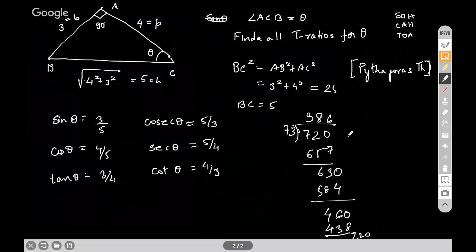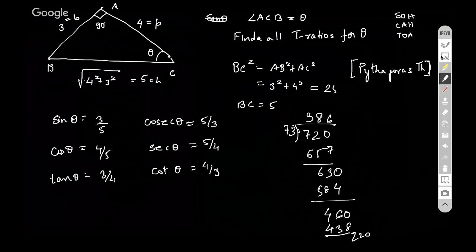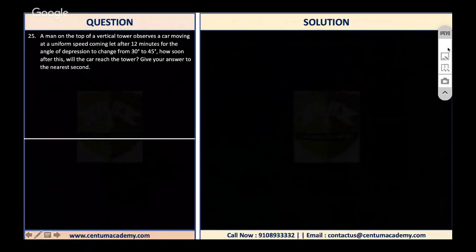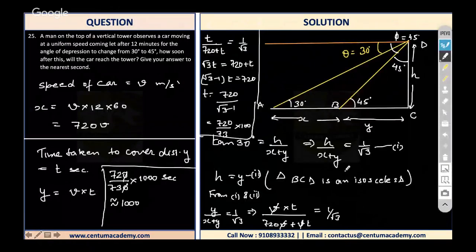So around 0.986 into 1000. So approximately your answer should be 986 seconds. So it is nothing but equal to 986 seconds. So the answer is T is somewhere around 986 seconds. So this much time will be taken. You divide by 60 and you'll get it in minutes. So looks fair enough. Okay, this is how you have to do it.